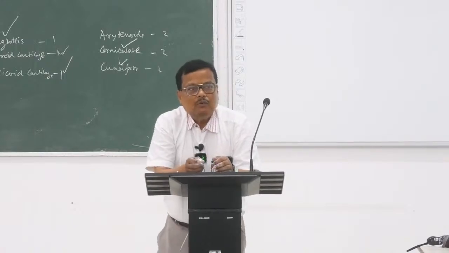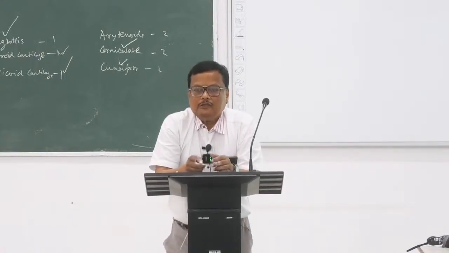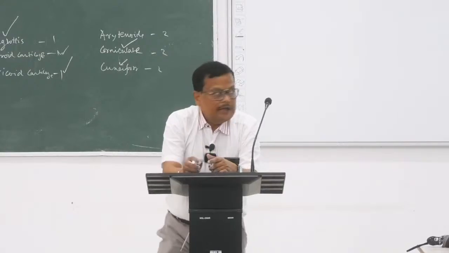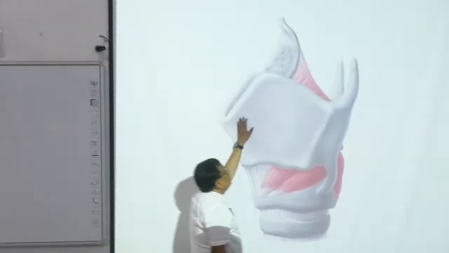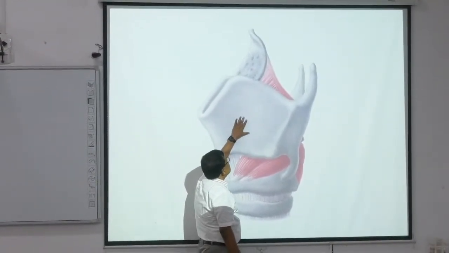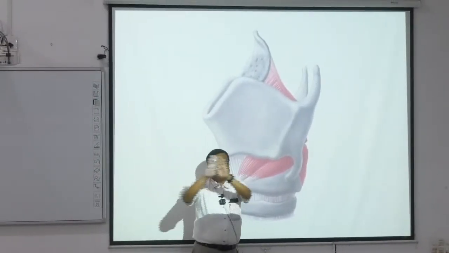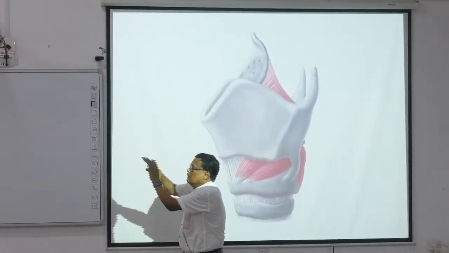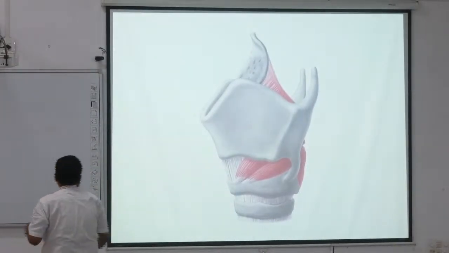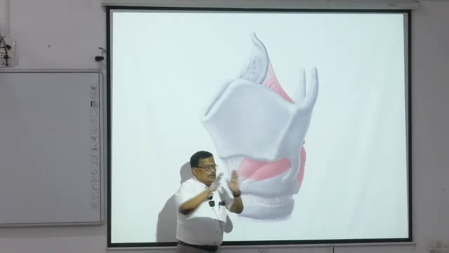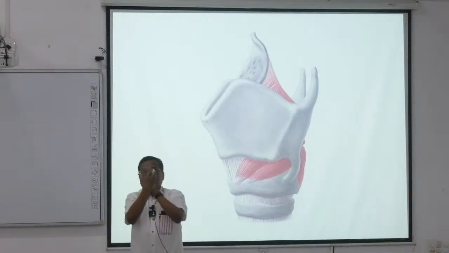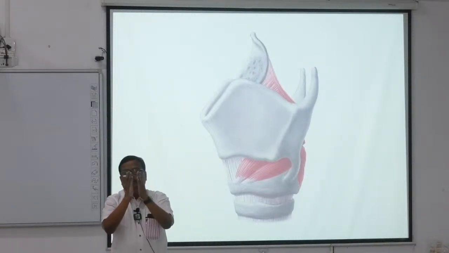The next question is, what determines the voice quality? The length of the vocal cord. The thyroid cartilage has two plates, one on either side. This is the right, this is the left. This is called the lamina of the thyroid cartilage. This is the left lamina, and this is the right lamina. The two laminae anteriorly make an angle, and this is known as the thyroid angle.